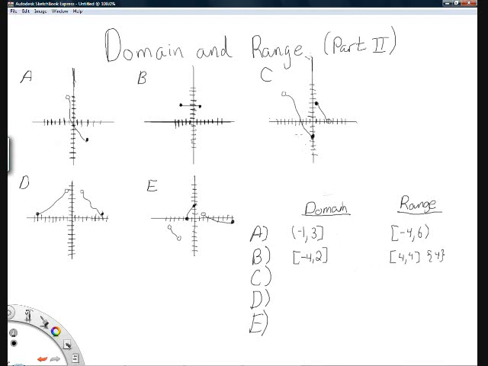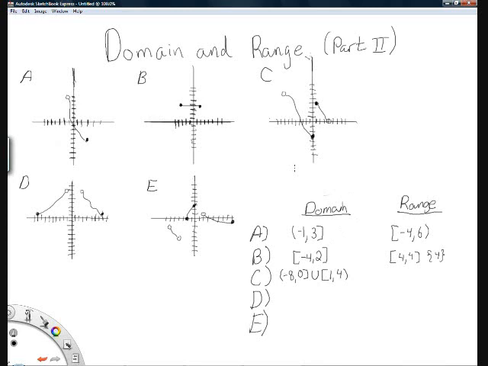C, D, and E are a little more difficult. For C, let's look at the domain here. -8 to 0. Then there's a little bit of a break. Starts up again at 1 and goes until 4. And we can write this with a union. So we are going to write parentheses -8, comma 0, bracket, we're including 0, union 1, comma 4. Include 1. Don't include 4.